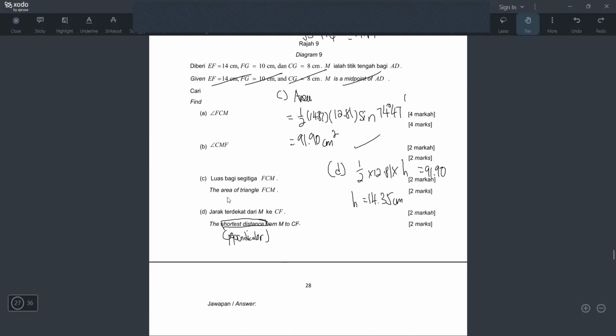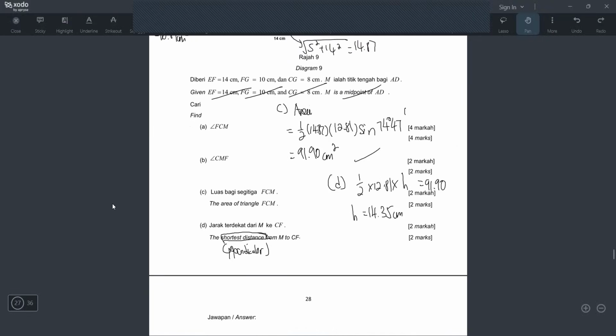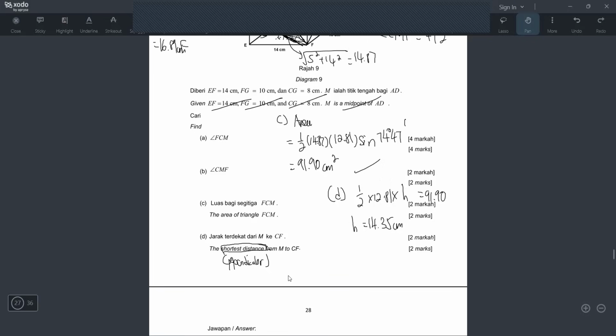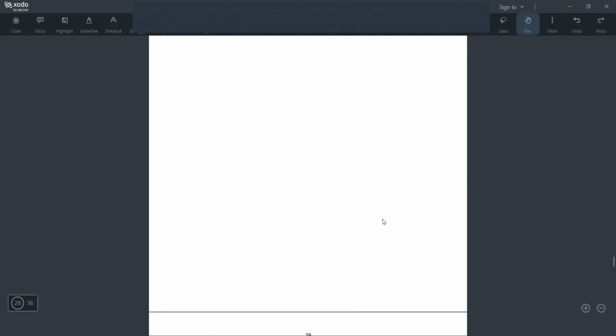So I repeat one more time. When they ask shortest distance, use area to do it, okay? Use area, but which formula? The 1/2 times base times height formula, right? Okay, so hope you understand.